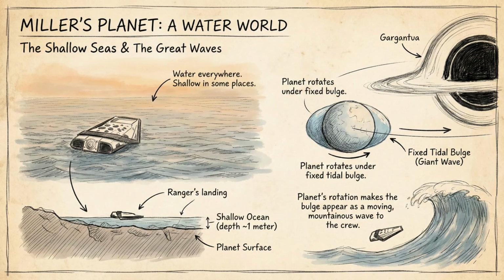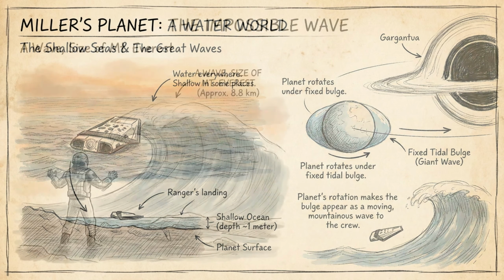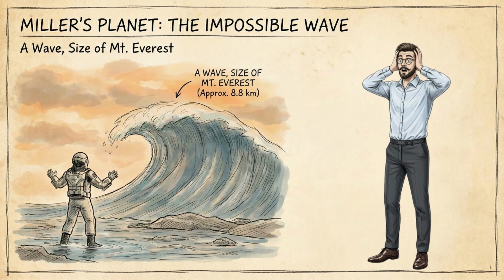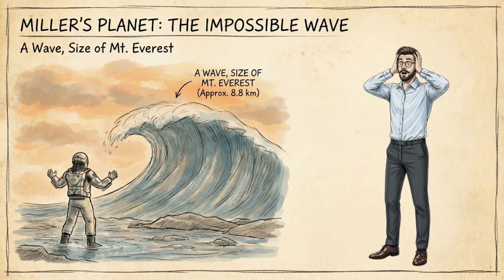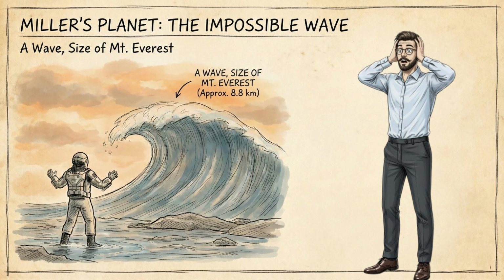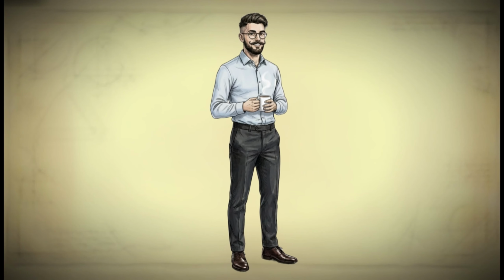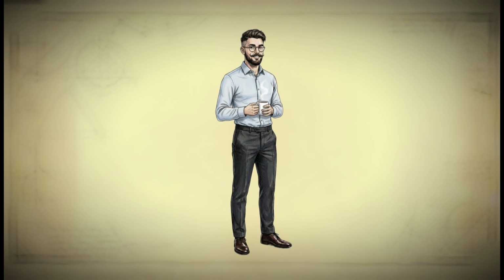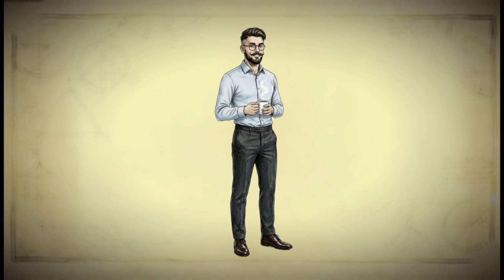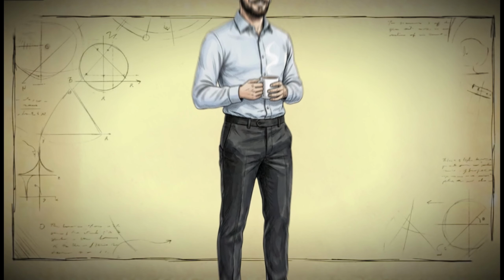They land on Miller's planet. Water everywhere, shallow in some places. And then they see something impossible. A mountain the size of Mount Everest, moving, approaching. It's a wave. This is one of the film's most visually stunning sequences, but the physics is equally fascinating.